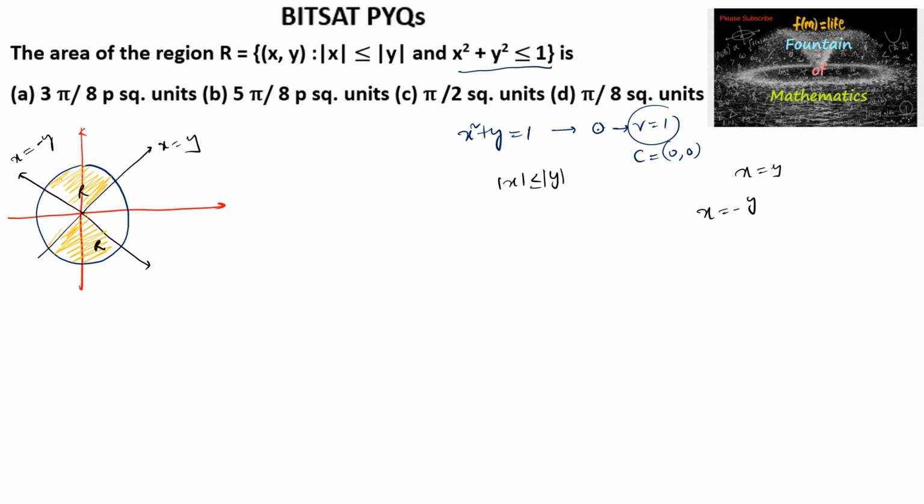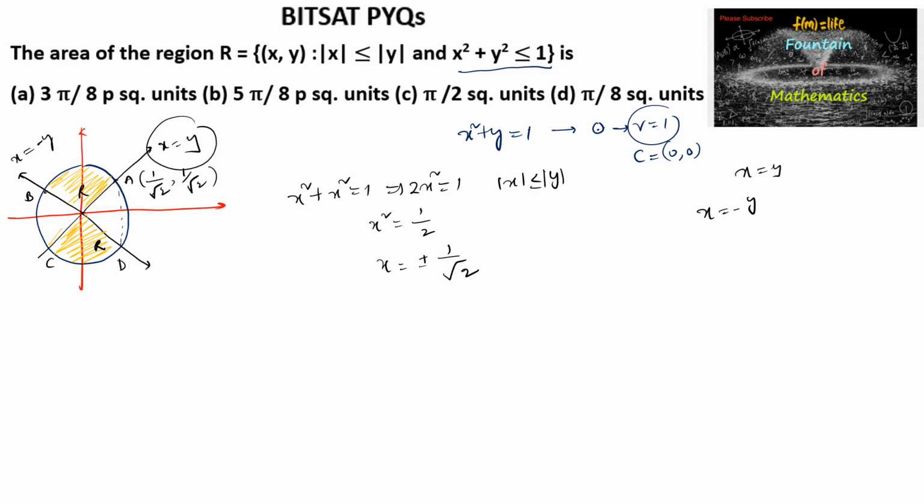So let us find the points of intersection of these 4 points, say A, B, C and D. Substituting x is equal to y in the given circle equation, x square plus x square is equal to 1, which implies 2x square is equal to 1. So x square is equal to 1 by 2. So x is equal to plus or minus 1 by root 2. So here the x coordinate is 1 by root 2, and when x is equal to 1 by root 2, the y value is also 1 by root 2. And similarly here, the x coordinate will be 1 by root 2 and the y coordinate will be minus 1 by root 2.